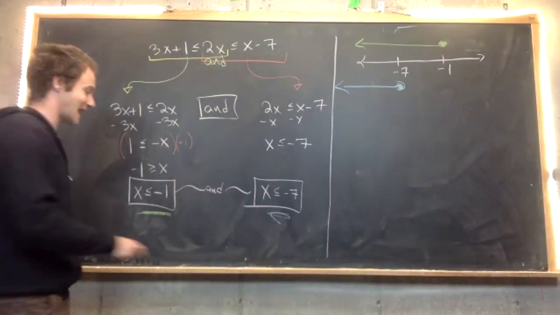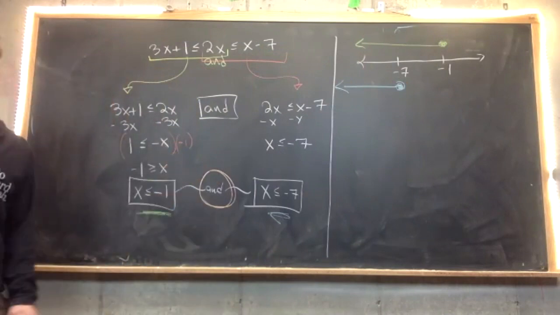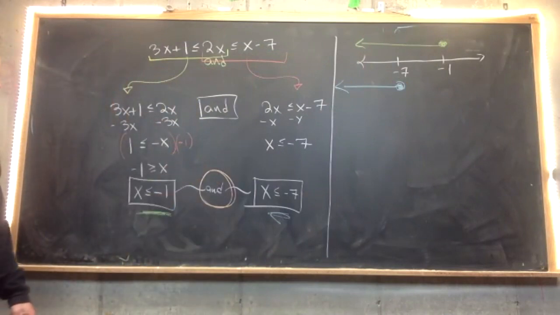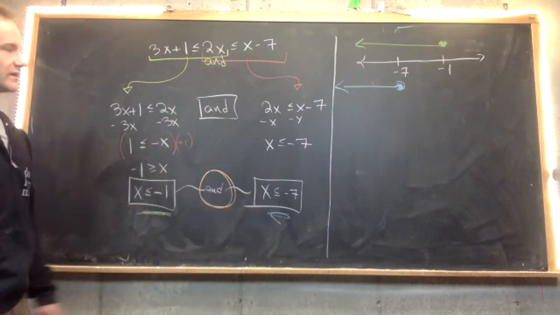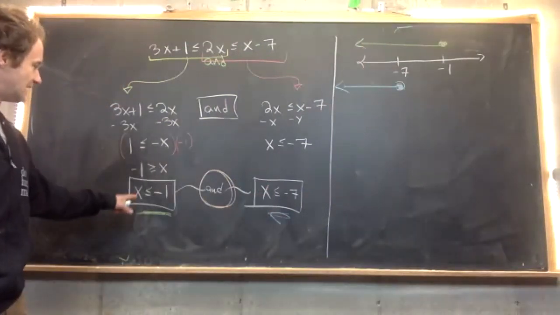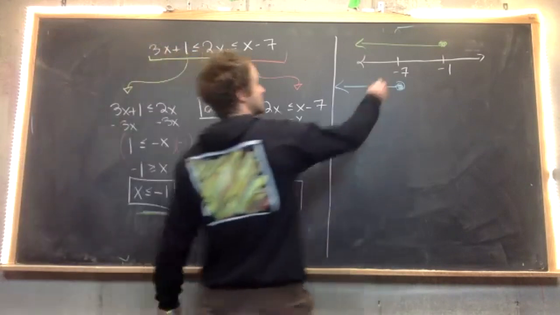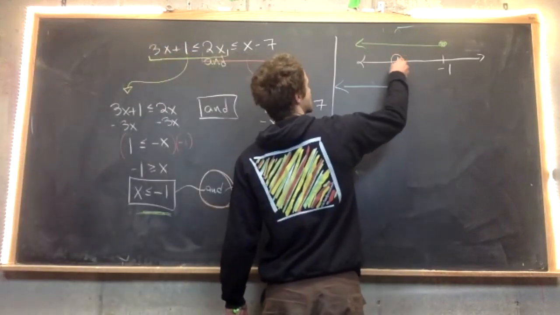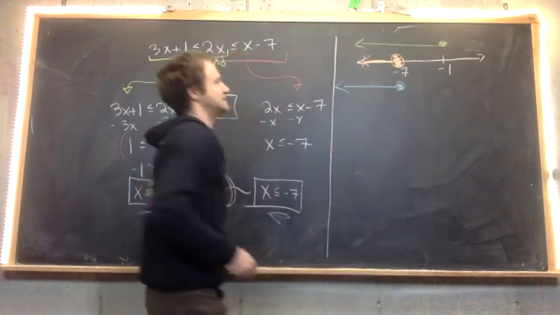But we've got this and statement, which means both of these have to be satisfied. But if both have to be satisfied, well, this one is stricter than this one, right? So notice if x is less than or equal to negative 7, then it is forced to be less than or equal to negative 1. So that means our final answer will just be this right here. It's like taking the intersection of these two sets.